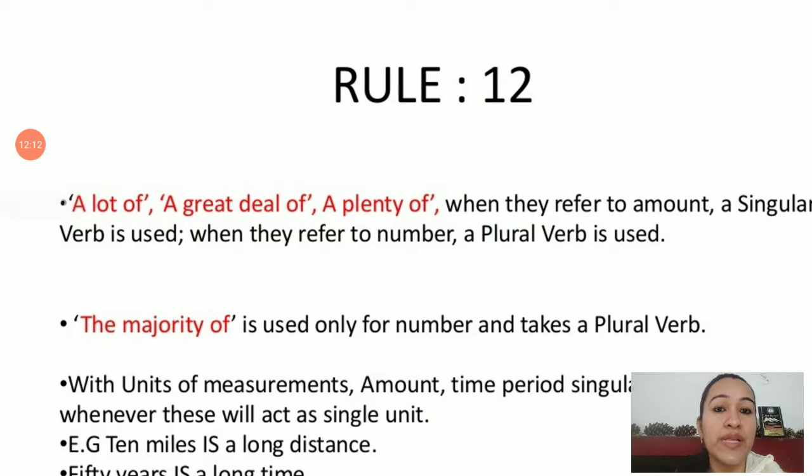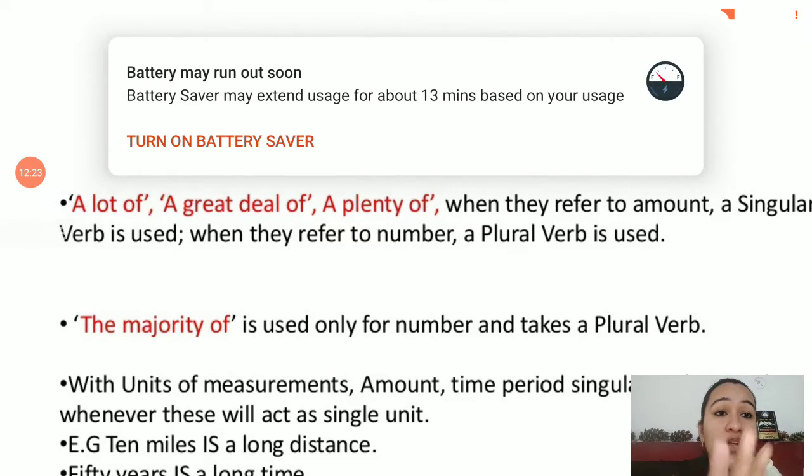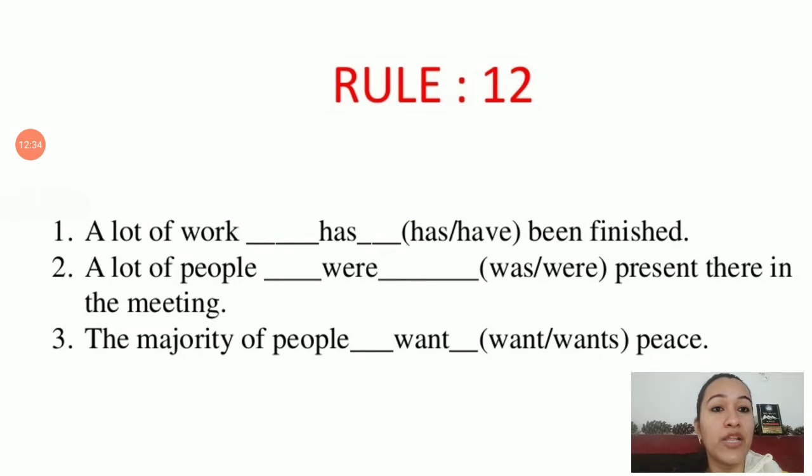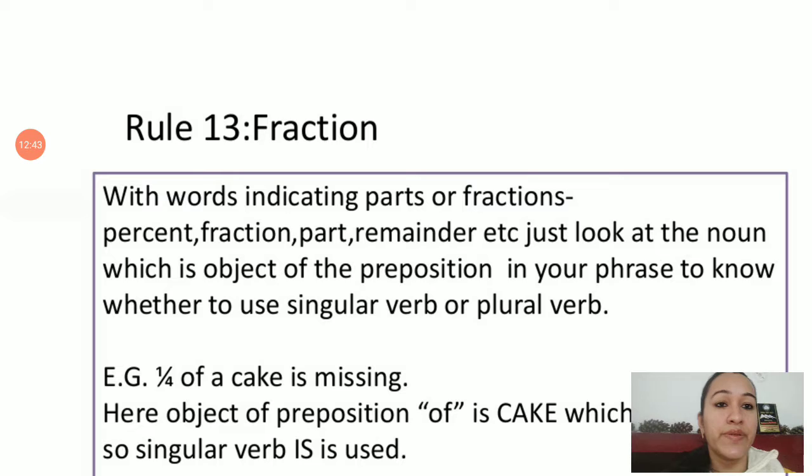For the next rule, a lot of, a plenty of, a great deal of, when they refer to amount, a singular verb is used. But remember, a pair of, a lot of, whenever you have words like a in the beginning of a group of words, it will have a singular verb. A lot of people were working there in the meeting. A lot of work has been finished.